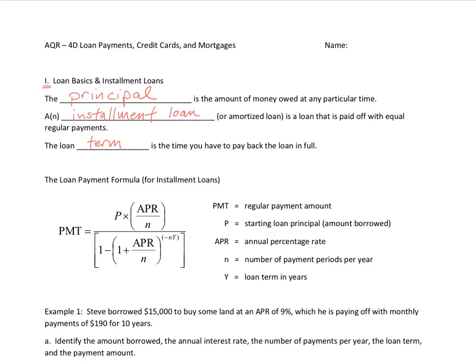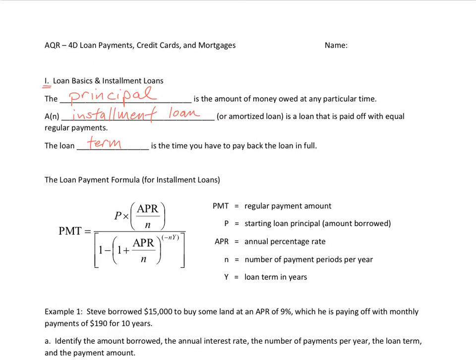The next one, an installment loan or amortized loan, is a loan that is paid off with equal regular payments. We've heard that phrase, equal regular payments. This will be an annuity. The loan term is the time you have to pay the loan back in full.